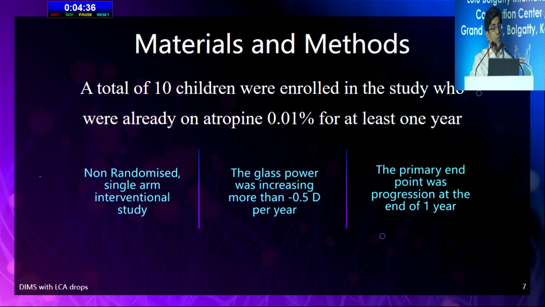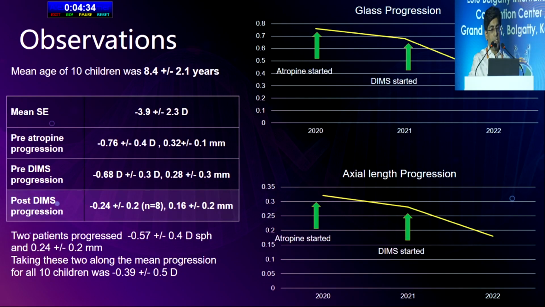The primary endpoint was to see the progression at the end of 1 year. At the end of 1 year, the mean spherical equivalent was minus 3.9 diopters. Pre-atropine progression, which means 2 years back, these particular patients were progressing at a speed of minus 0.76 diopters per year. Pre-DIMS, which means after giving atropine, the progression reduced to 0.68, and post-DIMS, the progression reduced to 0.39. But in 8 patients, it was 0.24, and 2 patients, despite using DIMS, were non-responders to DIMS.